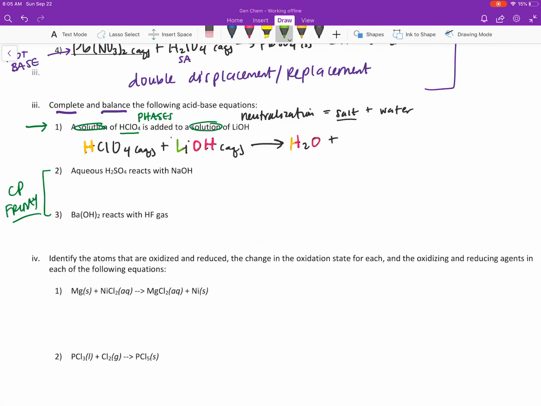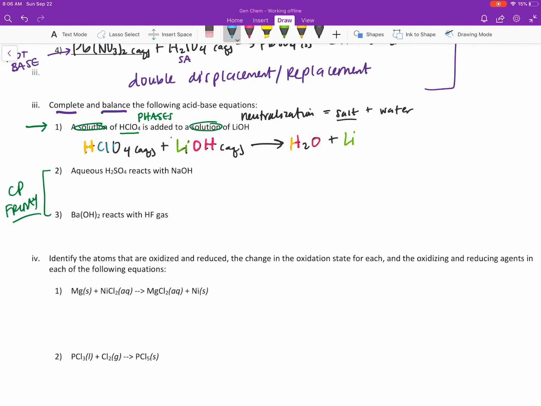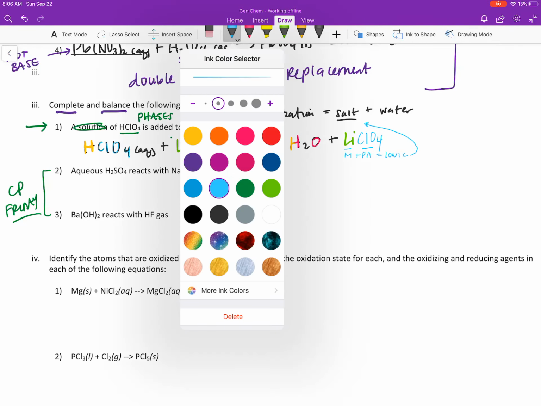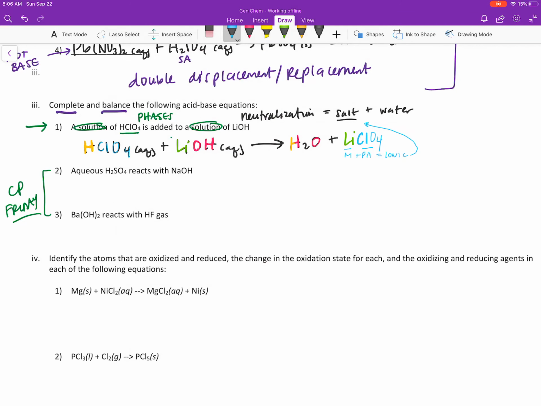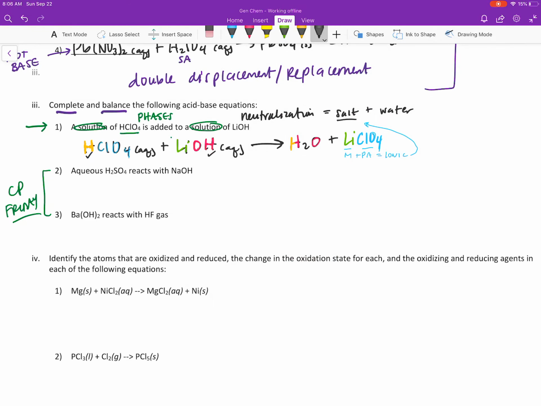So now the rest of it. So now I have lithium, and, okay, so this is my salt. My metal plus my polyatomic gives me an ionic compound, which tends to be salt. Now if I want to see if they're balanced, I just need to total up the left and the right. So I have 2 hydrogens.